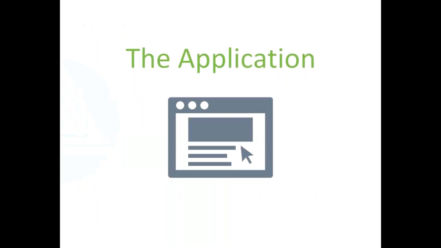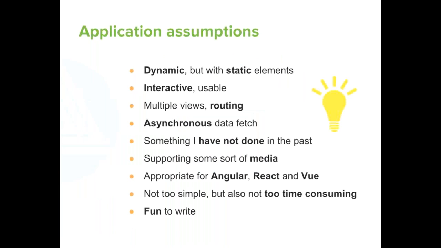So starting with the application, the idea was to write the same application in 3 different frameworks. An application that would be dynamic, but at the same time with static elements. So dynamic in a way that it reflects well the current state of the application, but also with some static elements. For example, like the left menu, that even if you scroll down, you always get the menu or the top header. So that's why dynamic, but with static elements.